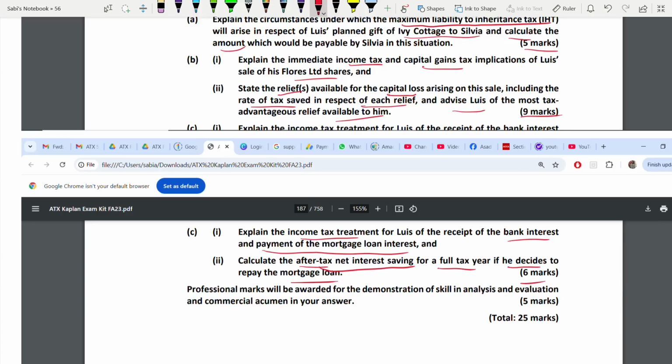So after tax means first you need to calculate the tax, and deduct the tax from your income. Why net interest saving? Because when your loan is repaid, you don't have to pay the interest any longer that you used to pay. So you're going to save on that, after you deduct your tax, of course, from your interest income.